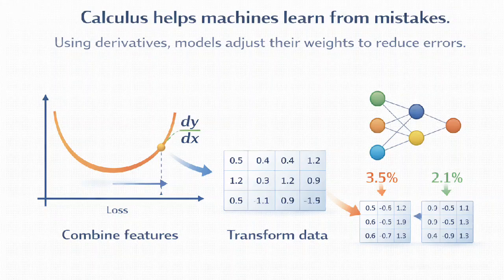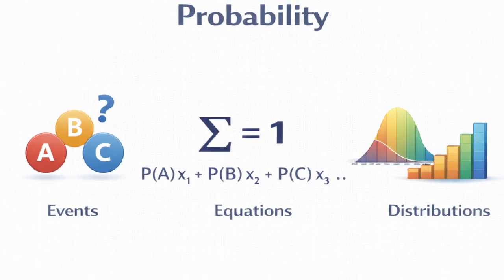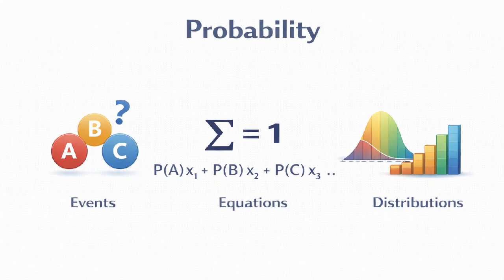The next one is probability. Probability plays a crucial role in machine learning because it helps models deal with uncertainty. In the real world, data is rarely perfect or completely predictable. Instead of giving exact answers, machine learning models often make predictions in terms of likelihood or confidence.